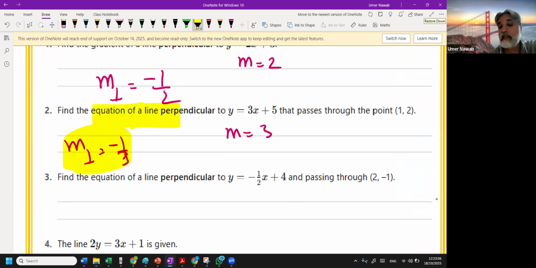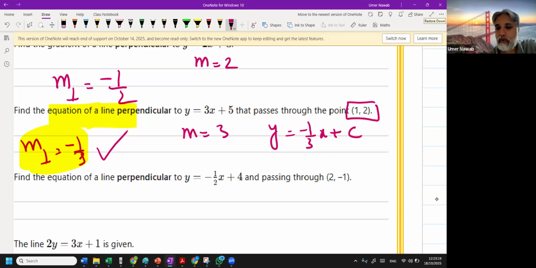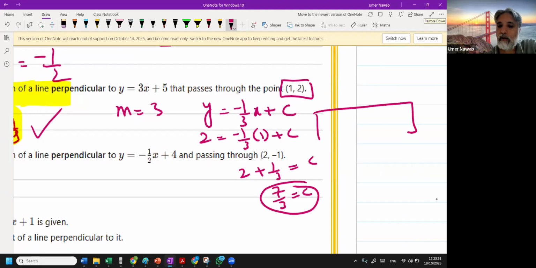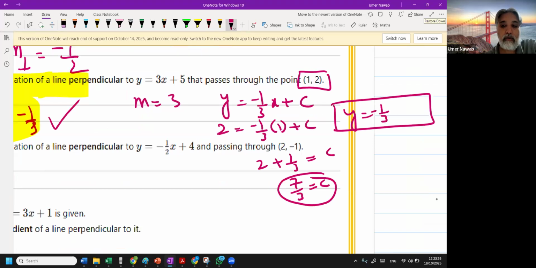He said rather find the equation of a perpendicular line. Wonderful. So y is equal to, what is the perpendicular gradient? Negative 1 over 3, but I don't have c. In order to find c, I need to substitute this point. So 2 here, negative 1 over 3, and 1 here, plus c. So 2 plus 1 over 3 is equal to c. So that will give you 7 over 3 for c. Final answer will come to me: y is equal to, don't use m is equal to 3, you need to use minus 1 over 3 x plus 7 over 3. That is the equation of a perpendicular line.